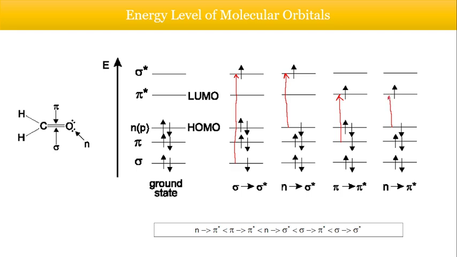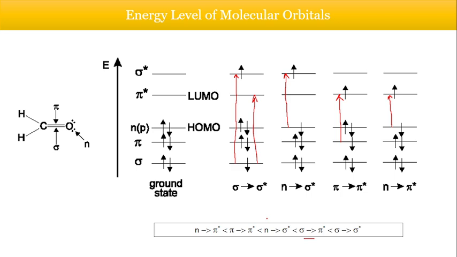If we look at the energy, when we arrange these transitions based on the energy, we can tell that sigma to sigma star has the highest energy. Then we have sigma to pi star, that is from here to this transition. Then in between is the n to sigma star transition, after which we have pi to pi star transition, and the lowest energy is n to pi star transition, because these two orbitals are located very close to each other.